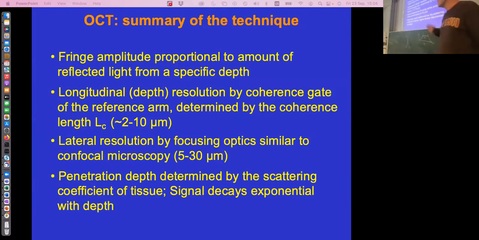Okay, so a summary of the technique. The fringe amplitude, the amplitude of the interference pattern, is proportional to the amount of reflected light from a specific depth. The longitudinal or depth resolution is determined by the coherence gate of the reference arm, basically the coherence length. The lateral resolution is determined by focusing optics, similar to confocal microscopy. The penetration depth is determined by the scattering coefficient of tissue. The signal decays exponentially with depth. That's Lambert-Beer's law, and I'm pretty sure they covered that.